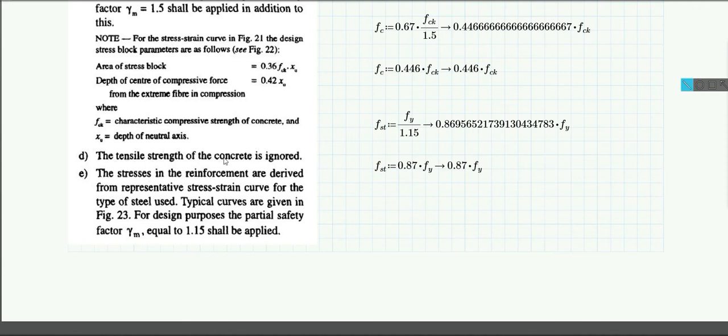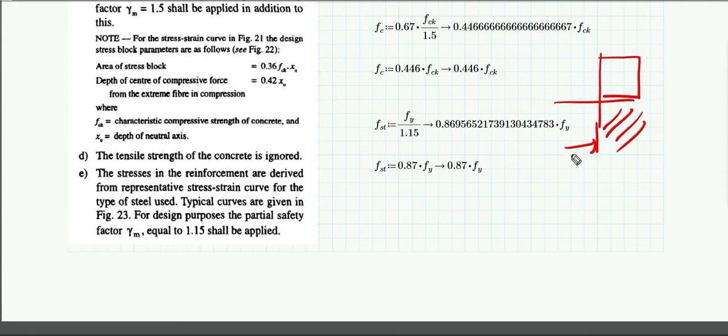The tensile strength of concrete is ignored. I have already told you that the stress distribution diagram is something like this. We do not consider the concrete below the neutral axis. So it is mentioned in point D that the tensile strength of the concrete is ignored. That means no concrete is assumed below the neutral axis. The stresses in the reinforcement are derived from the representative stress strain curve for the type of steel used. Typical curves are given in figure 23.